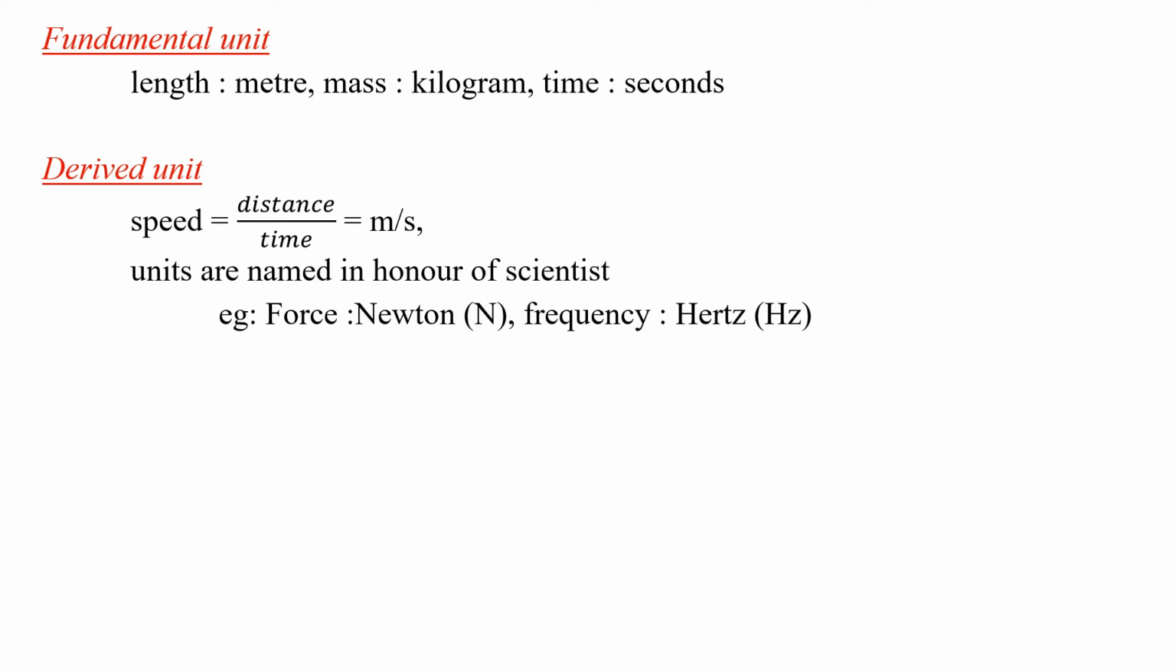Now, what is a derived unit? For a derived quantity, for example, we can take speed. Speed is a derived quantity which is derived from the basic fundamentals, that is distance and time. Distance is meter and time is second. So, the derived unit of the derived quantity speed is meter per second. In some cases, the units of derived quantities are named in honor of great scientists. For example, the unit of force, that is Newton.